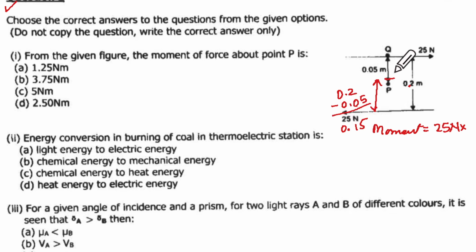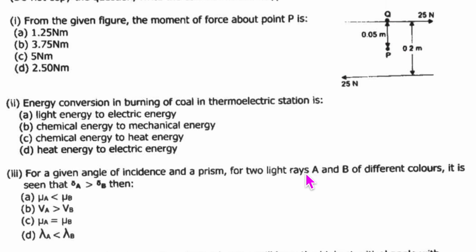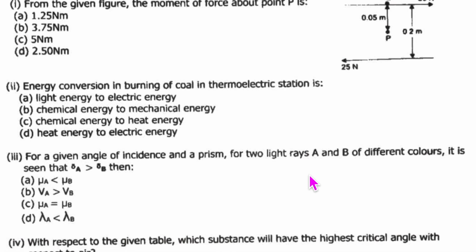So it will be this force into this distance, this force into this distance, or when you take 25 common into bracket, you will get this, that is 0.2 meter. So it will become 25 into 2 means 50. So 5.0 Newton meter. This 5.0, this one. So it is C. Understood what I'm saying? Understood.